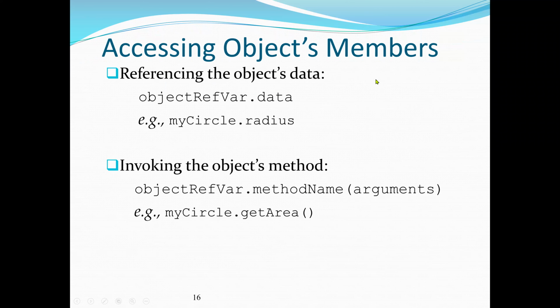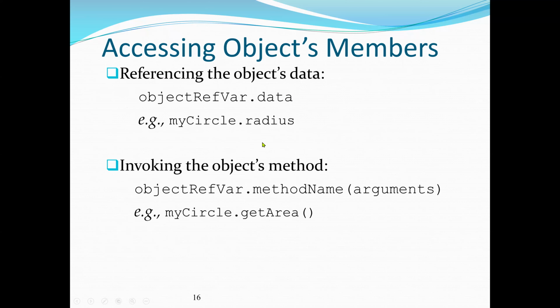Now, accessing object members, we use the period, and we saw the example in our program. For example, if I want to get access to the radius of the Circle object that I created, I'll say myCircle. So myCircle now is an object, it's not a class. So myCircle.radius will give me the radius of my circle object. This is referencing the object data.